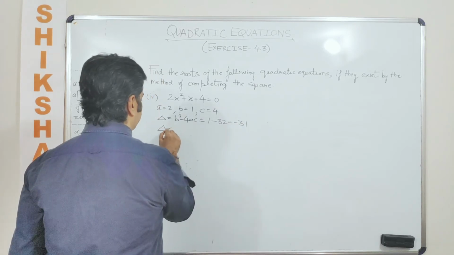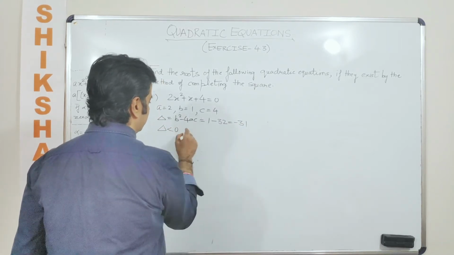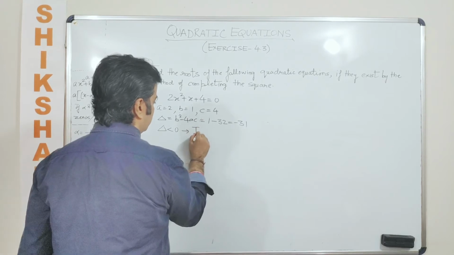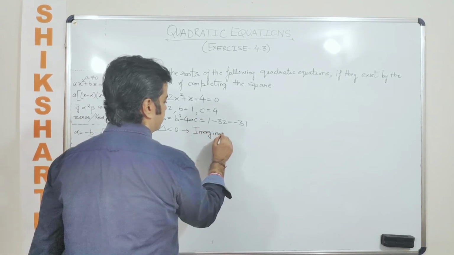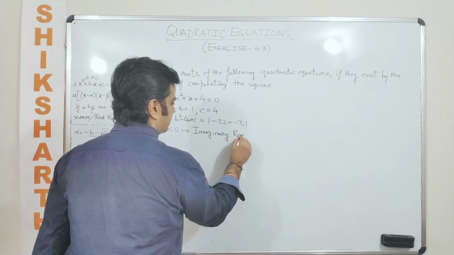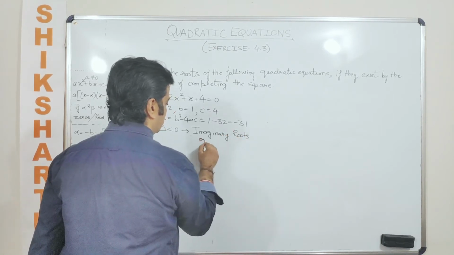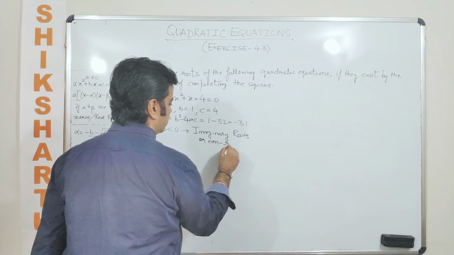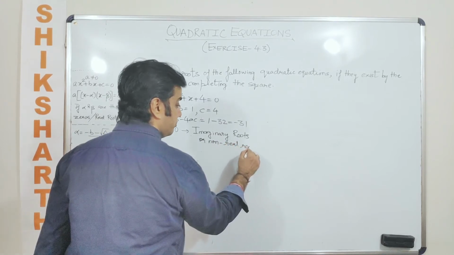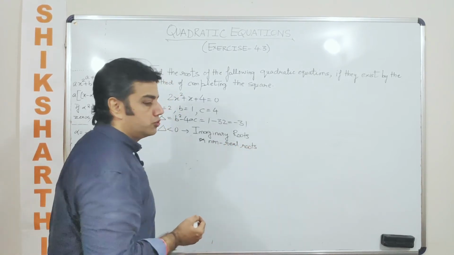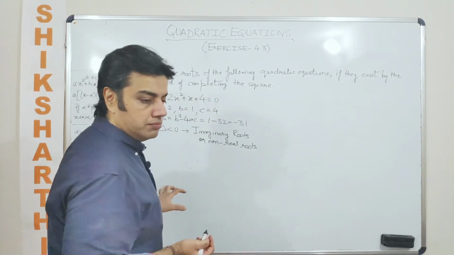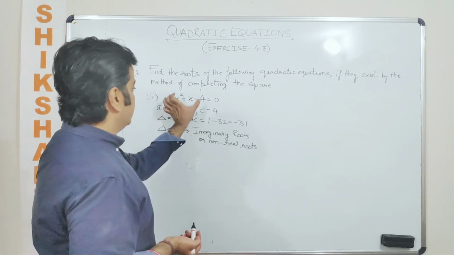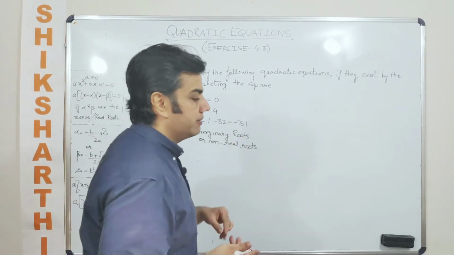So the value of delta means what? Less than 0 means what? Imaginary roots or non-real roots. The moment you say non-real roots, you will say non-zero. So this doesn't have a 0. This quadratic equation doesn't have a 0.